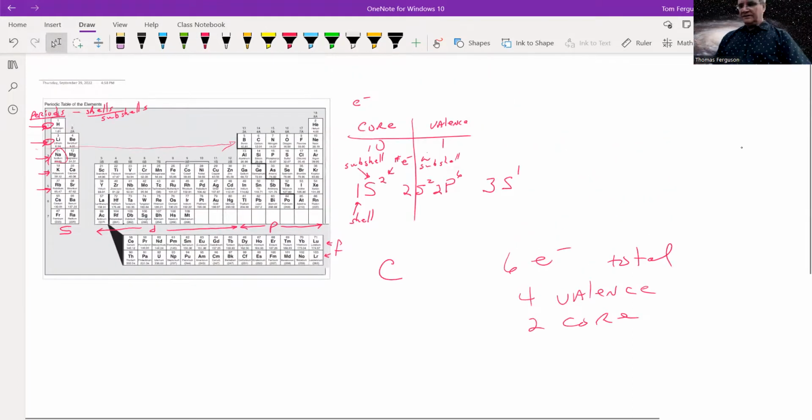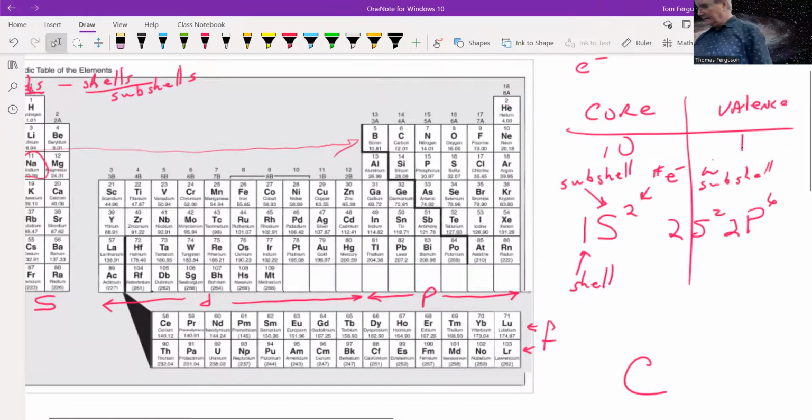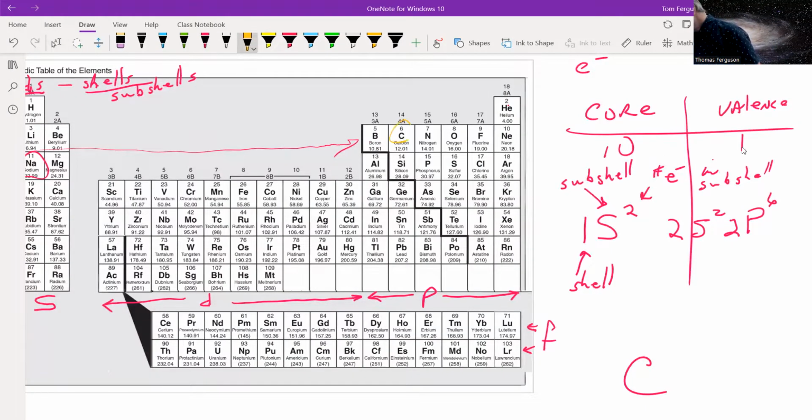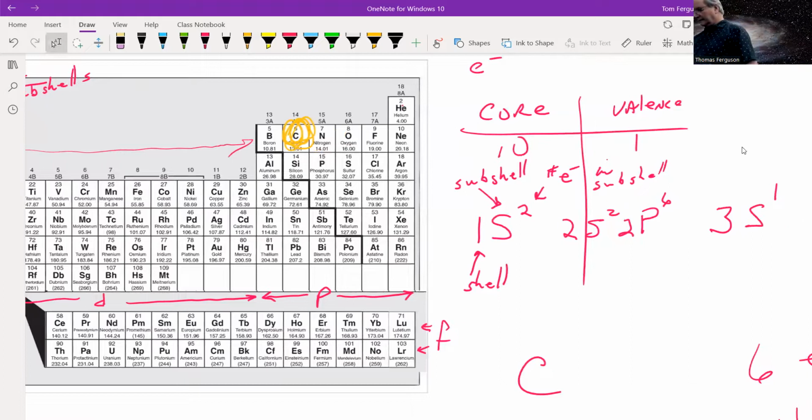Okay, so carbon is located here. Okay, so what shell is it in? 2. What subshell is it in? P. So our final designator is going to be 2P. And how far into the P is it? 2. So it's going to be our final number. It's going to be 2P2. All right. So let's start with the core electrons first.